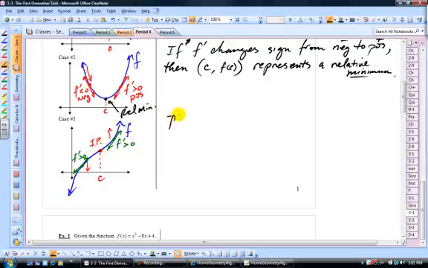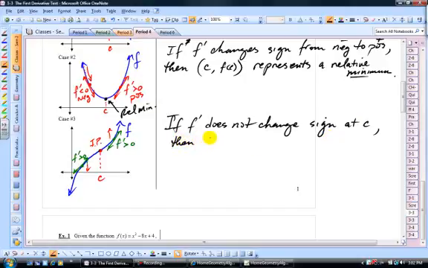No matter where you draw the tangent line, F prime never changes sign. It's always increasing. So this function is always increasing from left to right, and it doesn't change sign. So we say that if F prime does not change sign at C, then C comma F of C does not represent a relative min or max. It's neither one. So you only have three cases.